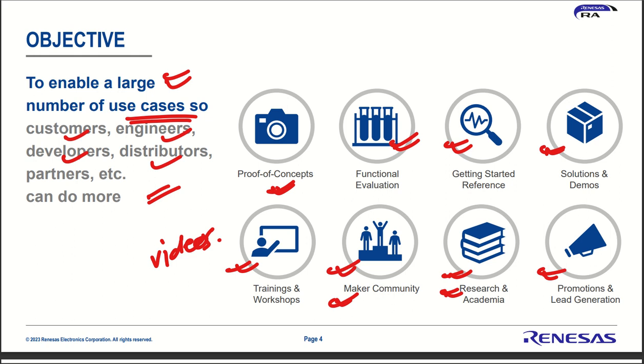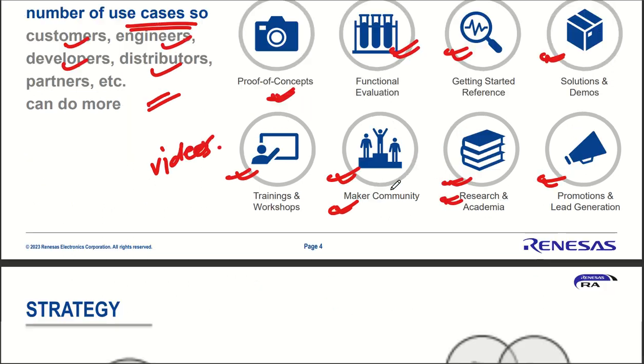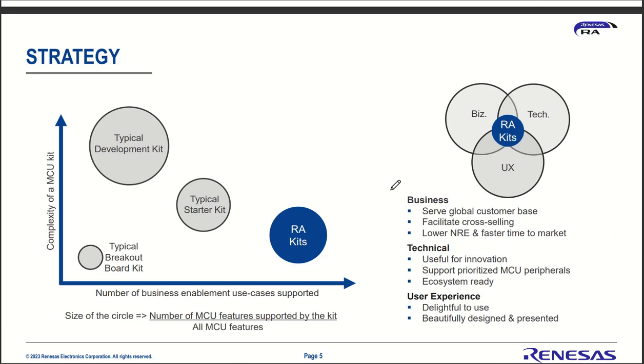Okay, so that the customers, engineers, developers, distributors, all these parties are going to do a lot more activities using this particular microcontroller development kit. Okay, so what is the strategy that they are following? So the strategy that they are following is, most of the thing that you will see is the complexity of your microcontroller kit and the number of business enablement use cases that they are going to support. So what is the complexity of the evaluation board that you are going to get, and how many users will be there.